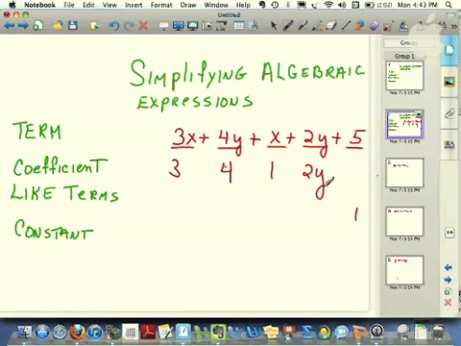The coefficient in the next term, 2y, is 2. The last term does not have a coefficient because it does not have a variable. It is what we call a constant. So 5 is a constant. It's never going to change. This example has 2 like terms. Do you know what they are? The like terms are 3x and also x, and the other pair is 4y and also 2y. Those are called like terms because they have the same variable.